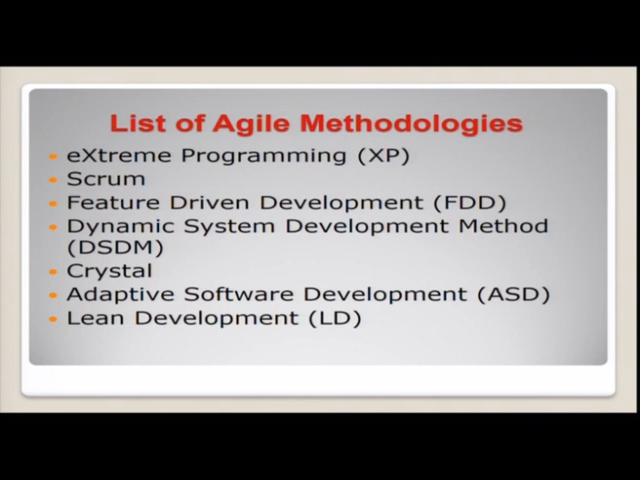Now let us see the list of agile models that are available. One is extreme programming, XP; second is the Scrum framework; third is feature driven development, FDD; fourth is DSDM, dynamic system development method, which uses a rule called the MoSCoW rule. MoSCoW denotes must-have requirements, should-have requirements, could-have requirements, and won't-have requirements at this time, but which are required in the near future. Then you have Crystal, adaptive software development, and lean development. These are some of the agile models that are available.